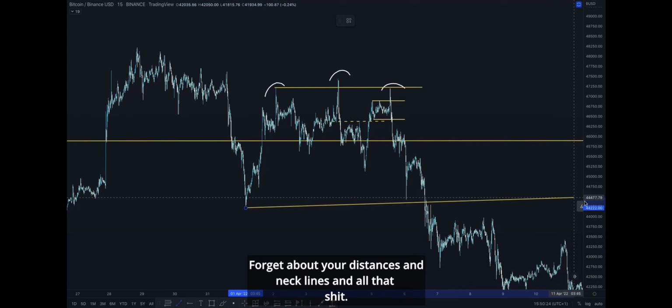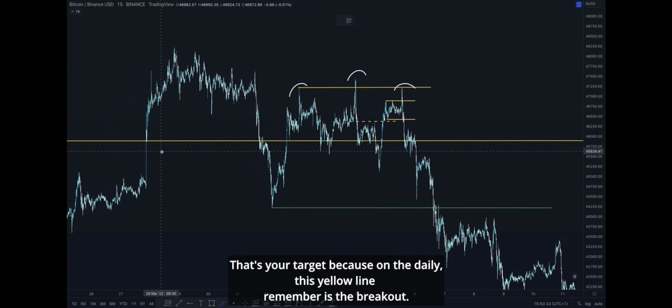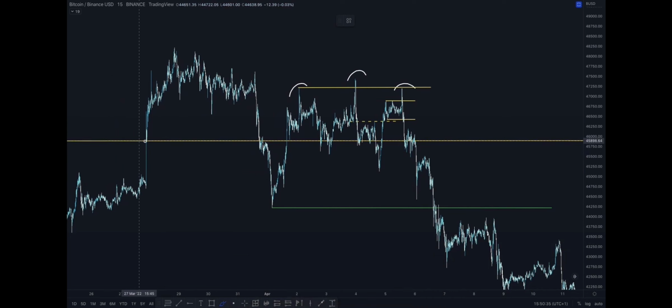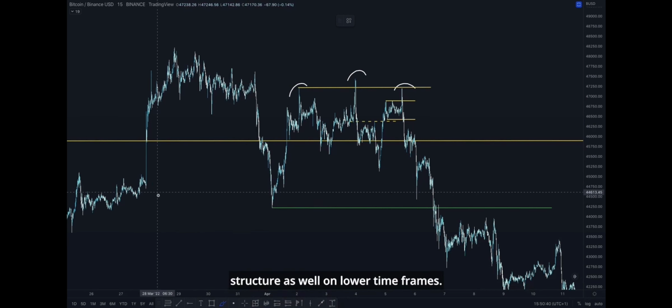Very simple. Forget about your distances and necklines and all that. That's your target. Because on the daily, this yellow line, remember, is the breakout. So on the daily, it broke out. It then lost that level and sold off, and broke structure as well on lower time frames.